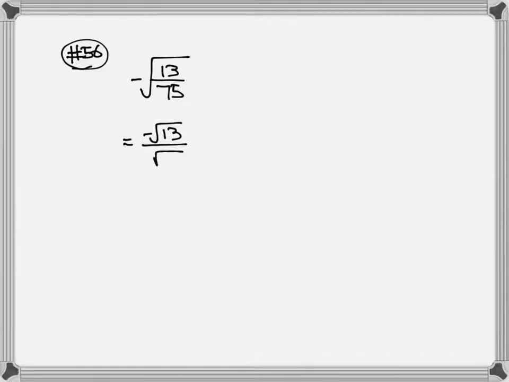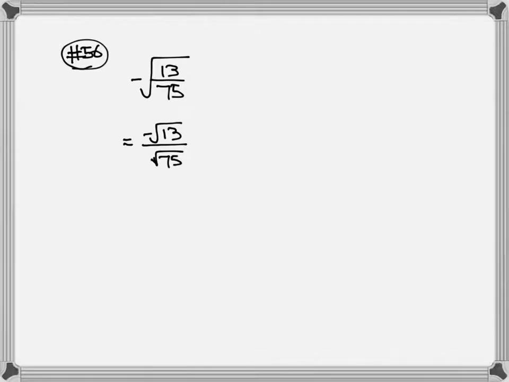Now let's look at number 56. Okay, 56. Here, we have negative square root of 13 over 75. Now, if you have fraction like this, think this as 2-story house. Okay, one on the top, one on the bottom, 2-story house. Then we're going to change this to apartment. So we're going to put 1 square root on the top and 1 square root on the bottom. So we're going to change that to apartment like this.